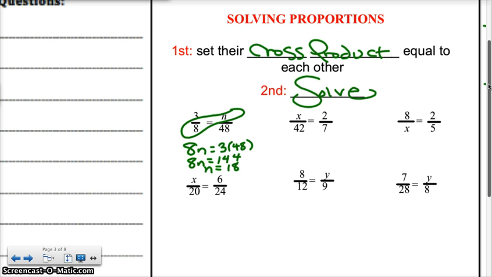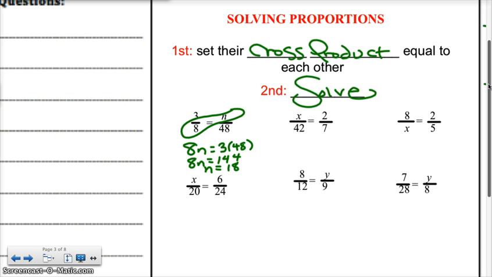Now you could do that one really in your head, right? Because you see, hey, I can go 8 times 6 to get to 48. So 3 times 6 would be 18. You're really creating equivalent fractions, like when you're finding common denominators. So that's okay, but you can't always do it in your head. So you have to get this technique down.